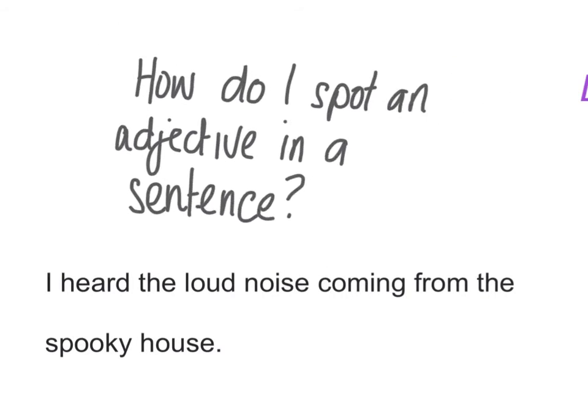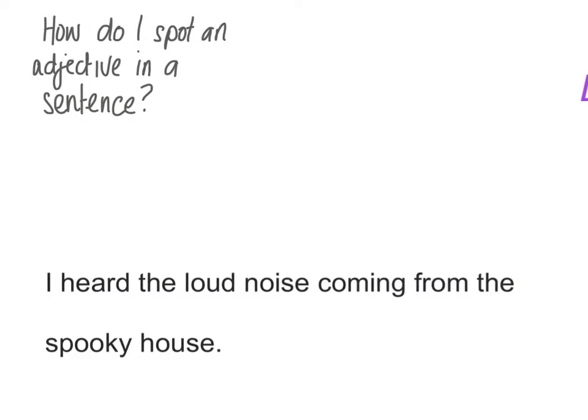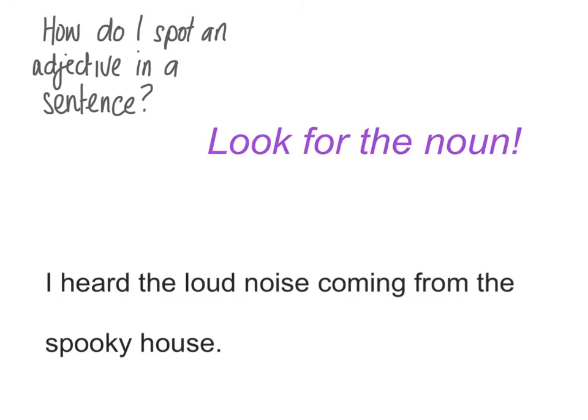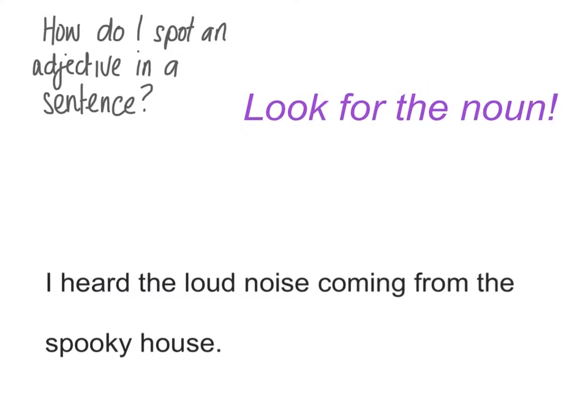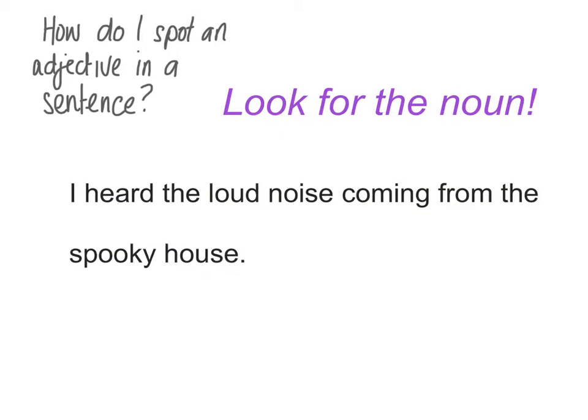Okay, so how do I spot an adjective in a sentence? It's really easy. You look for the noun. So that's the person, place or thing that's in the sentence. So let's have a look at this one and find out what we see. So I heard the loud noise coming from the spooky house. Now, are there any people in there?